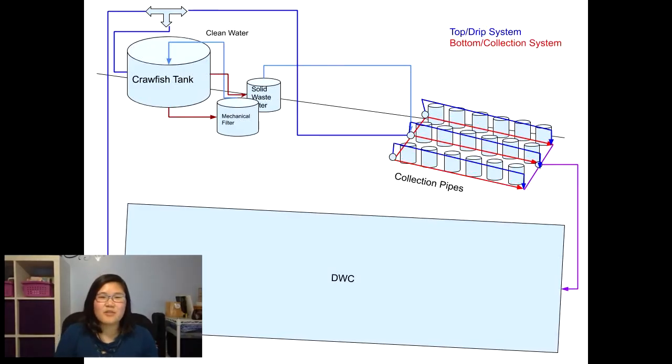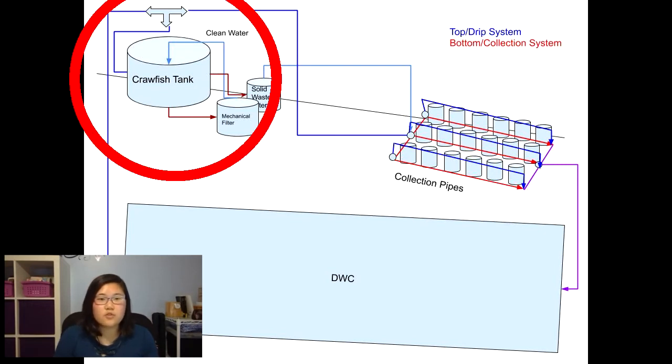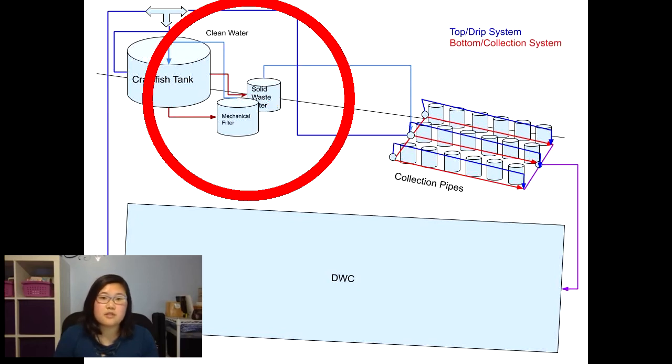Here's the diagram of our final design. It shows how we have set up a modular design to accommodate both coupled and decoupled systems, and a hybrid growing system with Dutch buckets and deep water cultures. We have a 440-gallon tank that will hold 150 crayfish. The water from the tank will be sent to the swirl tank to filter out solid waste. The mechanical filter is used if the system is decoupled.